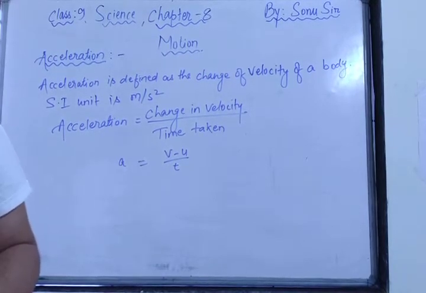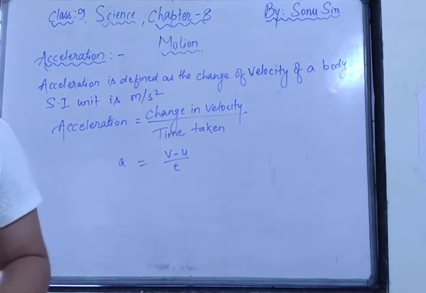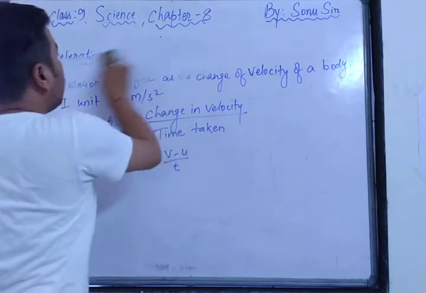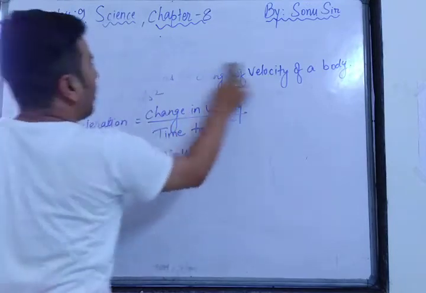See, there are two cases. In the first case he rides his bicycle to attain a speed of 6 meter per second. First of all, take a screenshot of this board and after that we will start solving this numerical. I hope all of you have taken a screenshot. Let's start this acceleration topic numerical.